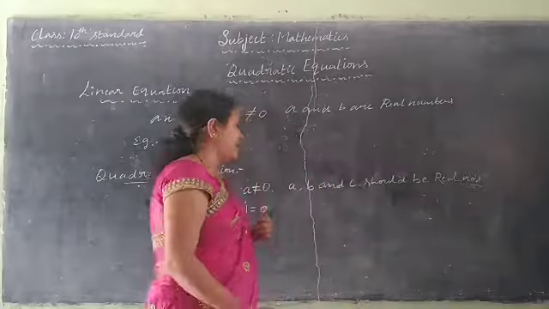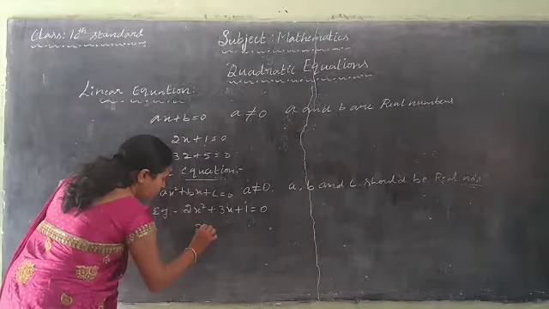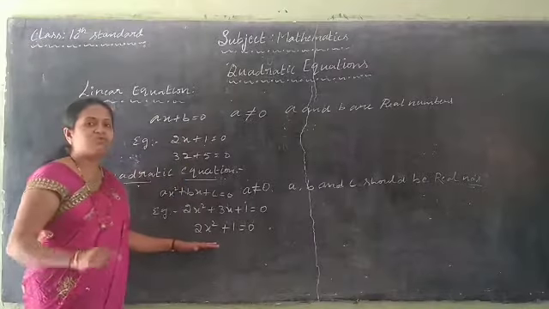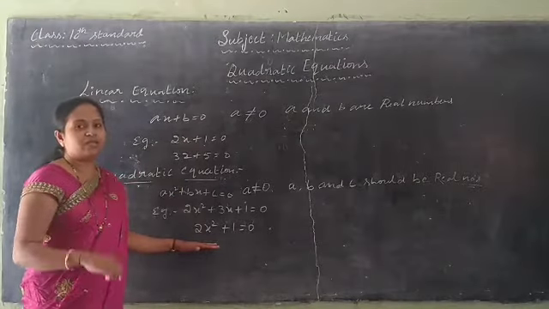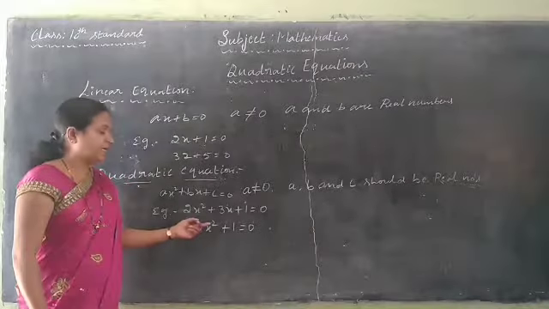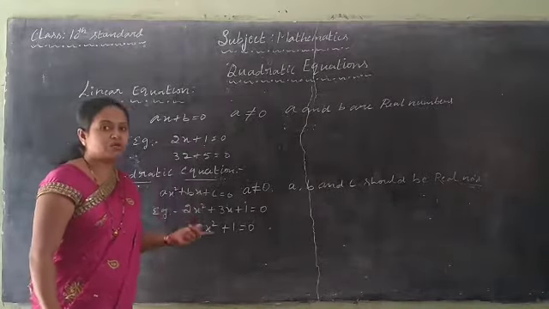You may ask, children, like I say, 2x square plus 1 is equal to 0. Ma'am, whether it is a quadratic equation or linear equation. See, this is also a quadratic equation, children. Degree 2 is there, but degree 1 is not there.